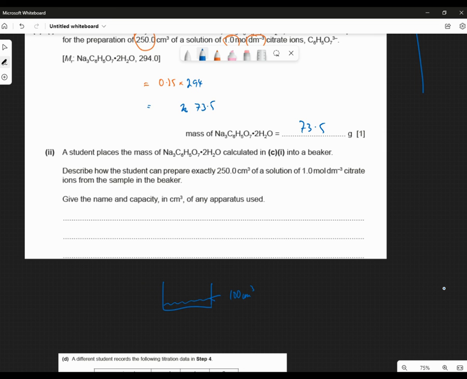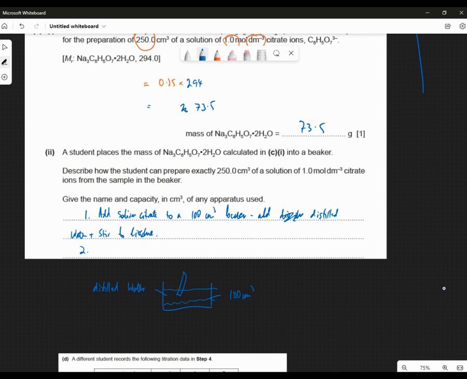You put the sodium citrate in the bottom and add water. Not only water, it must be distilled water. And you stir. So I'm going to say: add the sodium citrate to a 100 centimeter cubed beaker. Add distilled water, and stir to dissolve. That would be my first point.